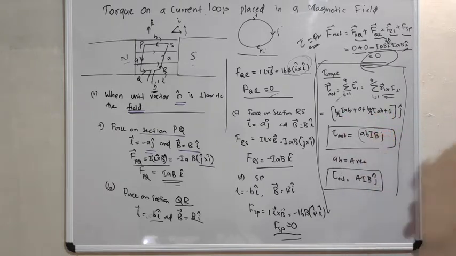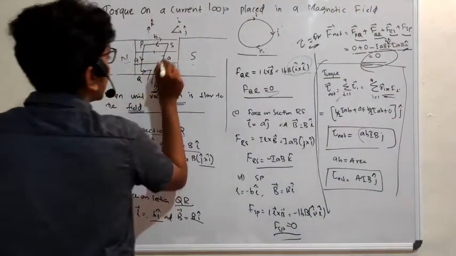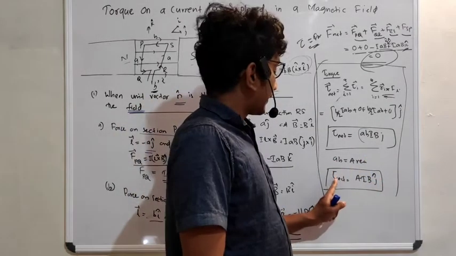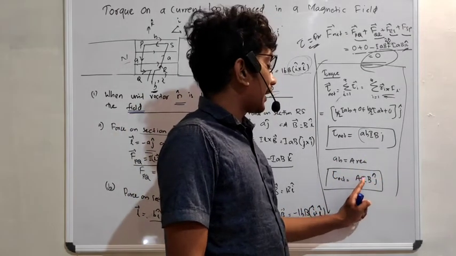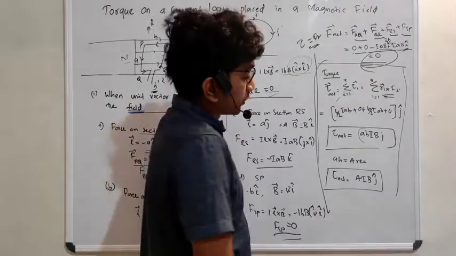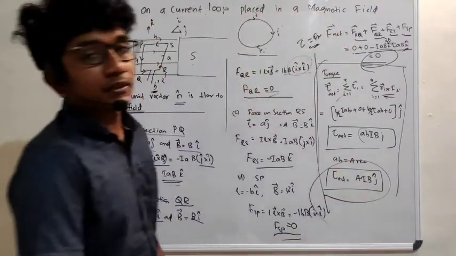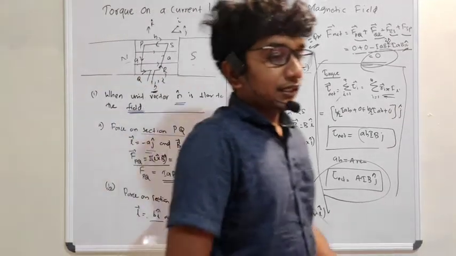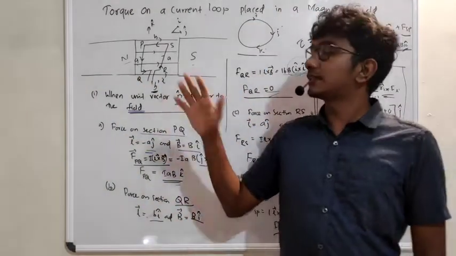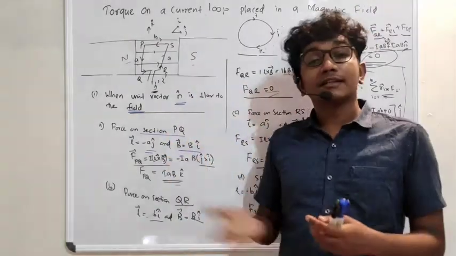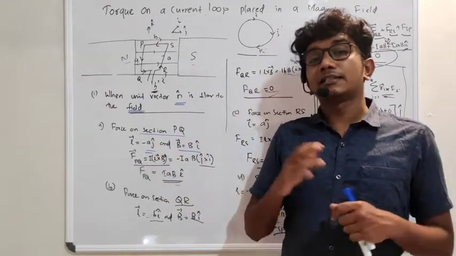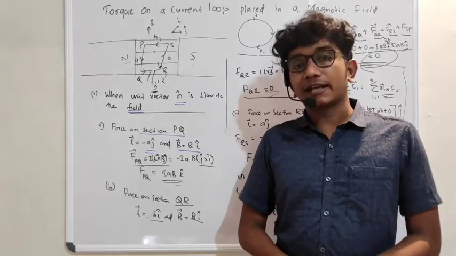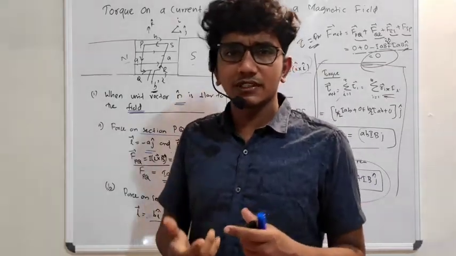What is ab actually? Look at the loop. What is ab? a into b, that is the area. So I can write ab is equal to area, then net torque is equal to A I B into j cap. So this is the total value of torque acting on a current carrying loop when it is placed in a magnetic field and the area vector is perpendicular to the magnetic field. In the second case we are going to discuss, the area vector is not perpendicular to the magnetic field. A small difference only, so we will discuss it.